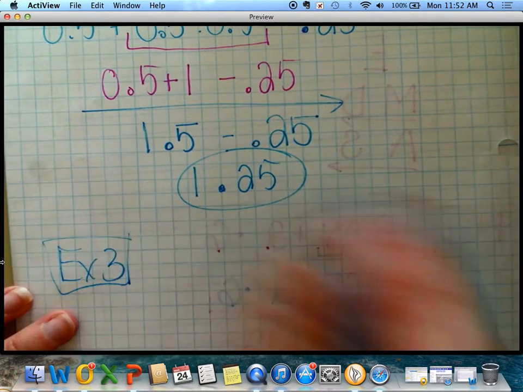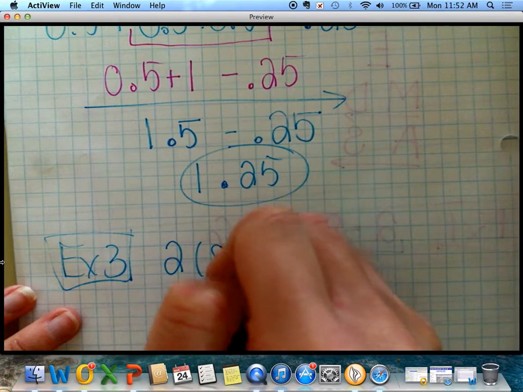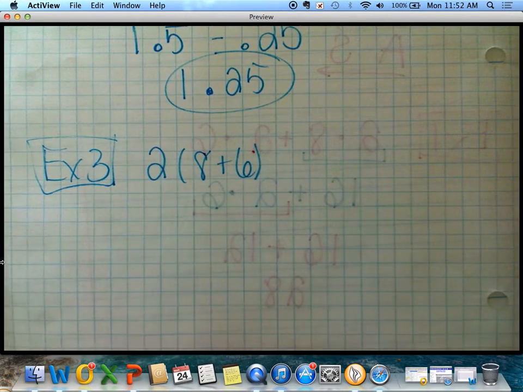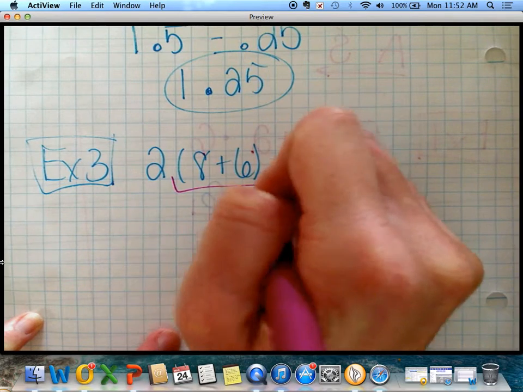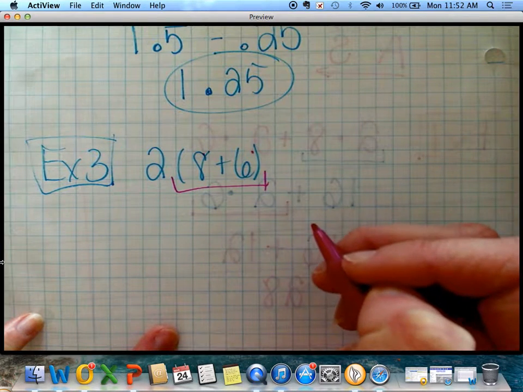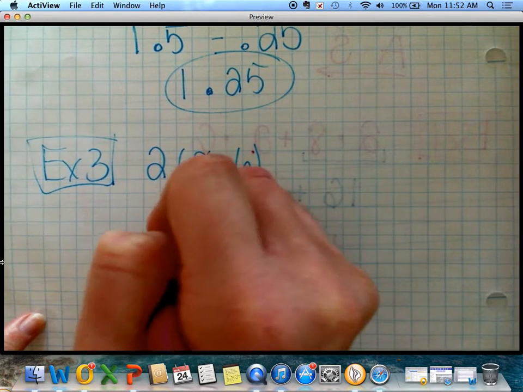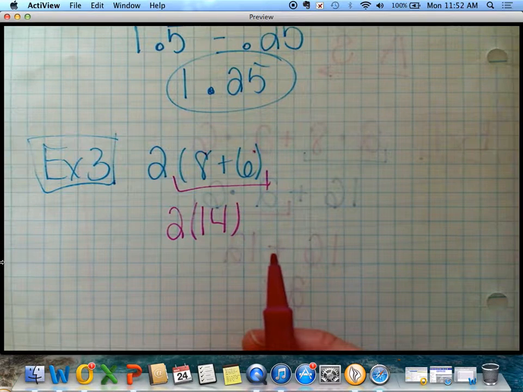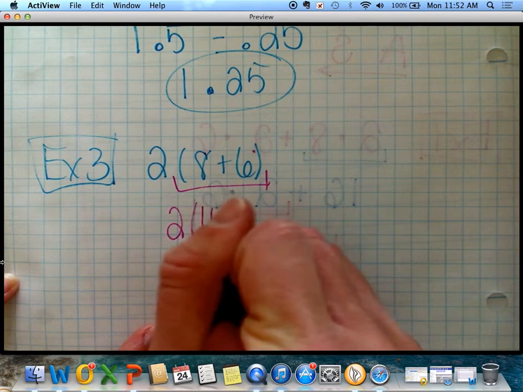Last one. 2 times 8 plus 6. What do I do first, according to my order of operations? Which is? 14. I'm going to bring those parentheses down. What happens when I have a number next to a number in parentheses? What operation is that? Multiplication, and therefore I get 28.